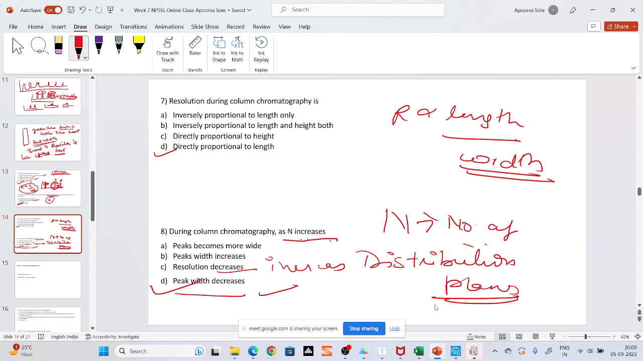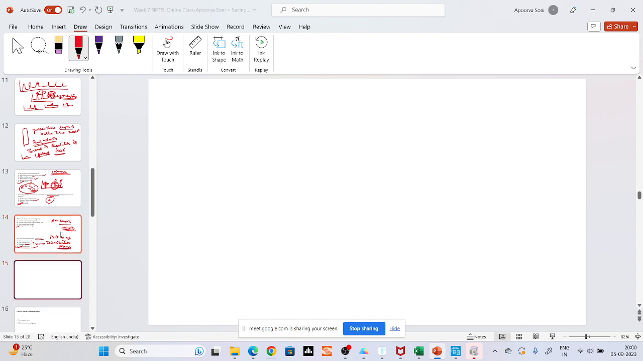Ma'am, can you explain it again? I cannot understand. Okay, so what portion you couldn't understand exactly? Ma'am, about how the peak goes up.